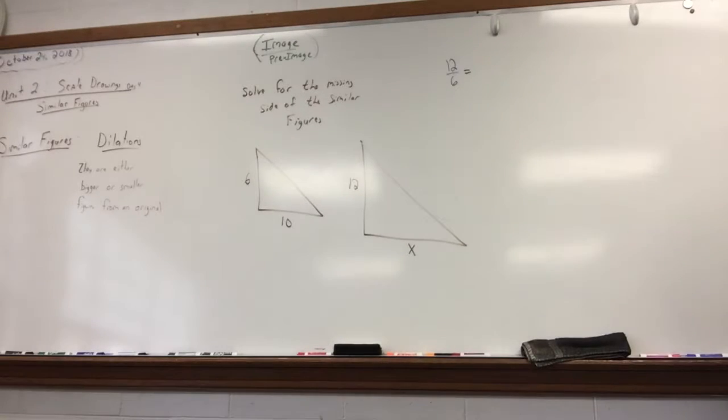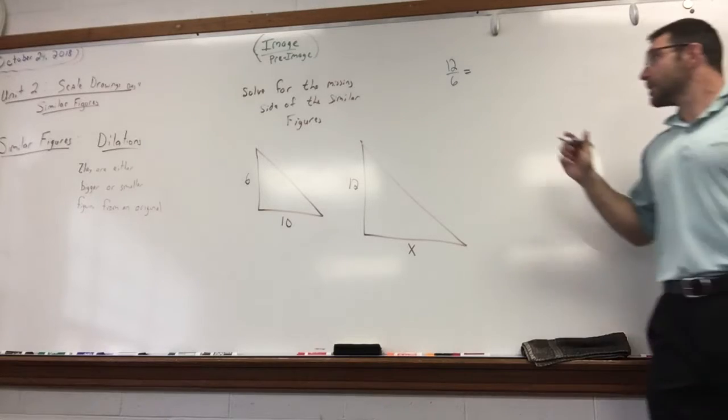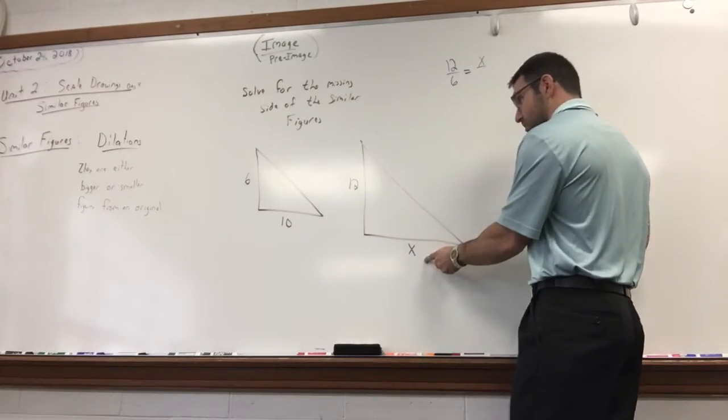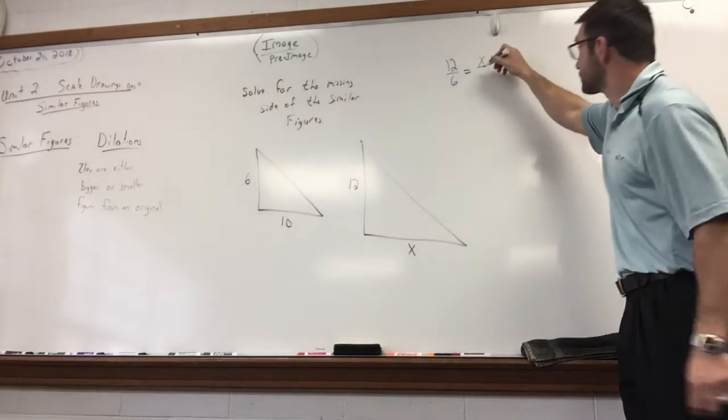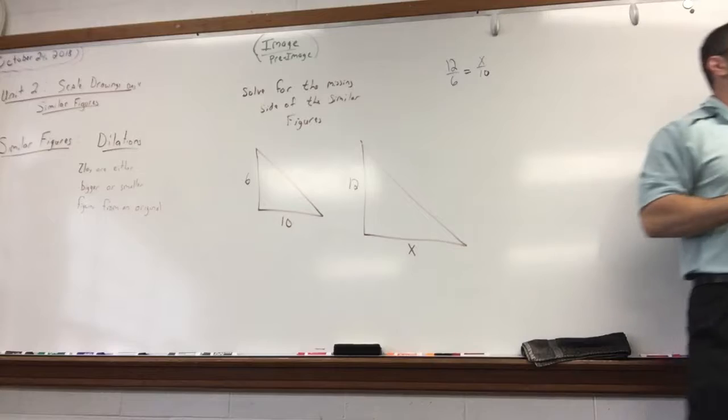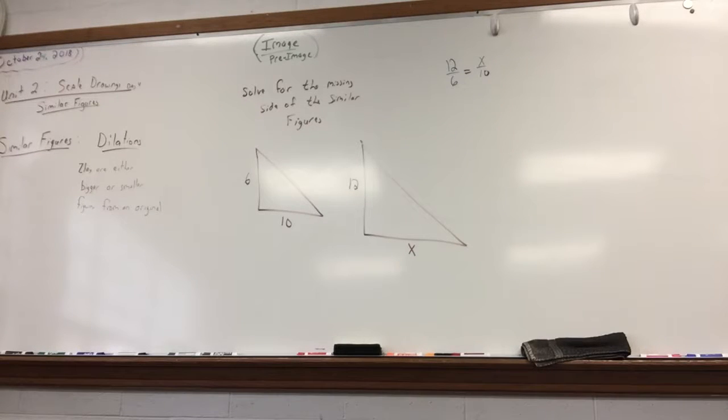We need a proportion. So I still need another fraction. What will my fraction be, Macy? X, which is in my image, divided by the pre-image, which is 10. Now I have a proportion. So if you guys notice too, we're putting the corresponding sides, the 12 and the 6, always image over the pre-image. But it's the corresponding side too. The 12 is a corresponding side to the 6, just like we've done before. The X is a corresponding side to the 10, okay? You guys with that? Okay.